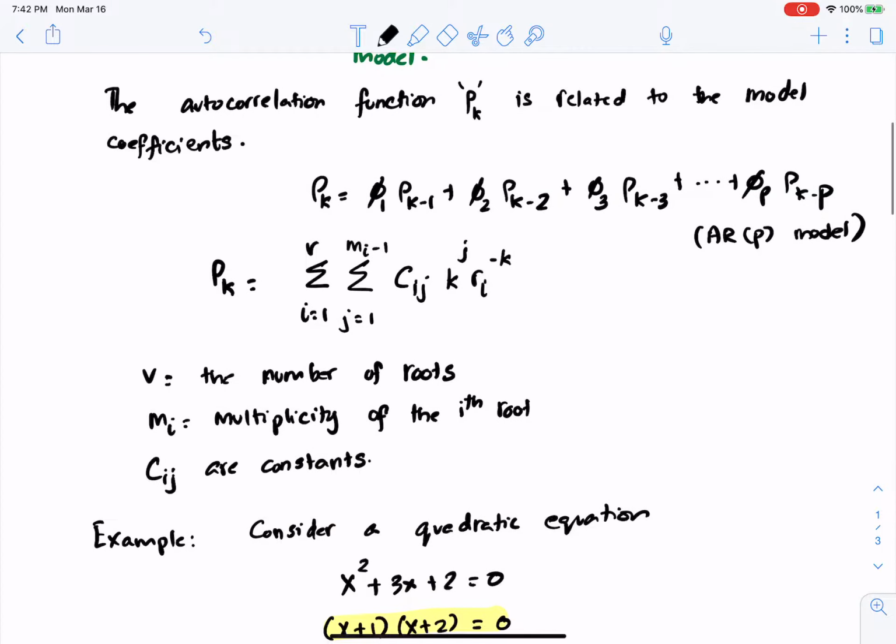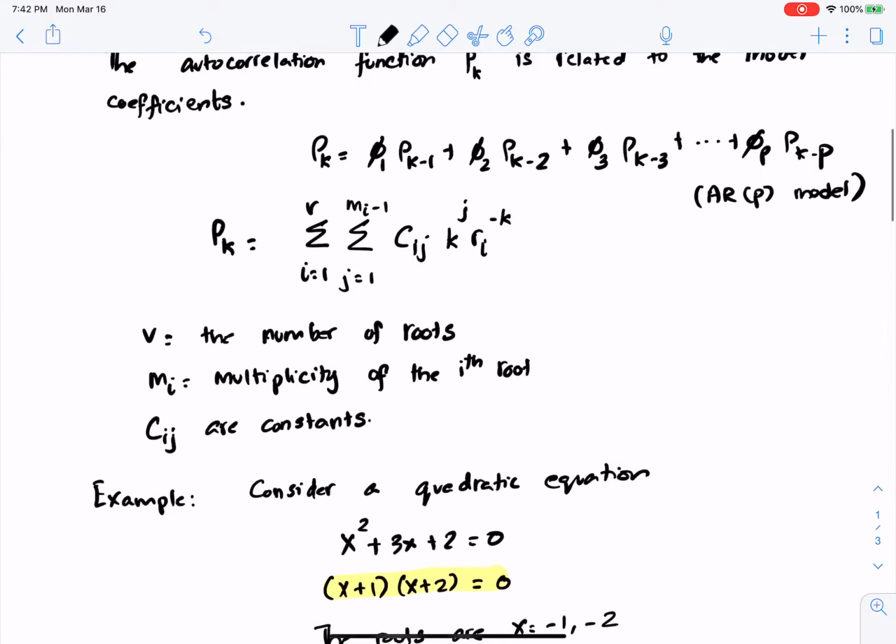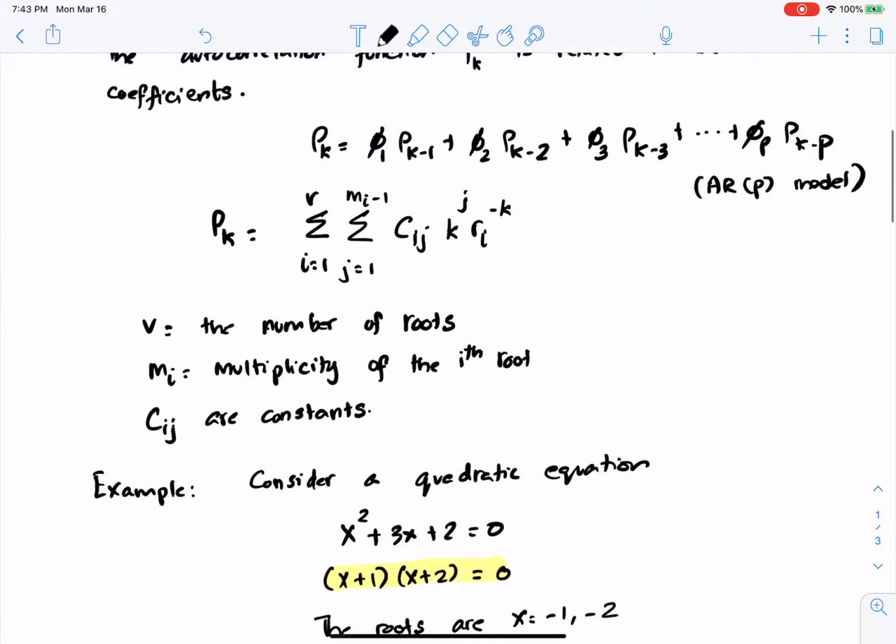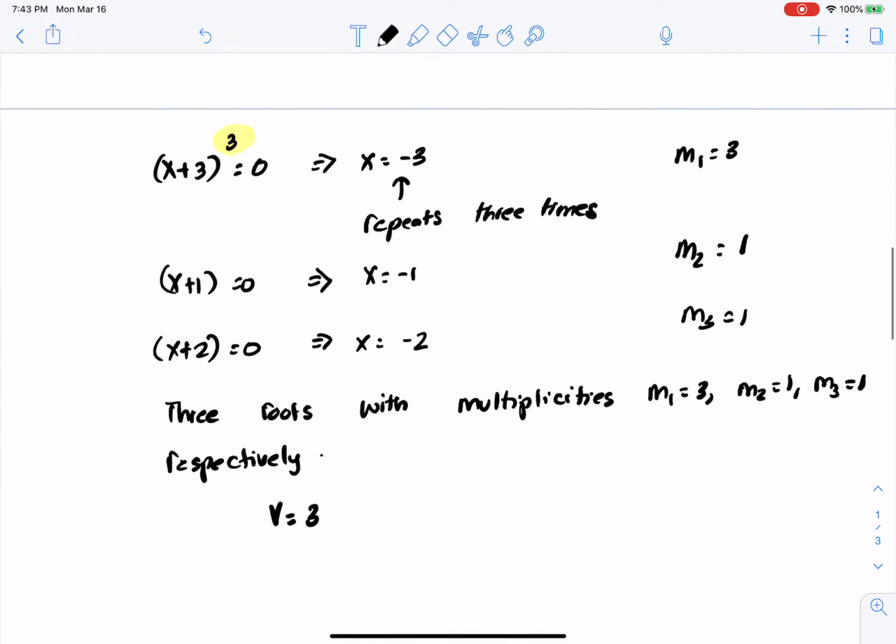Now, let me quickly do a simple example with the autocorrelation form itself.